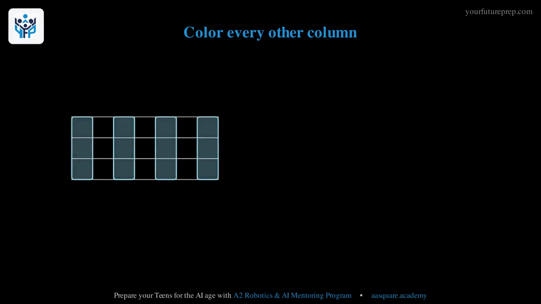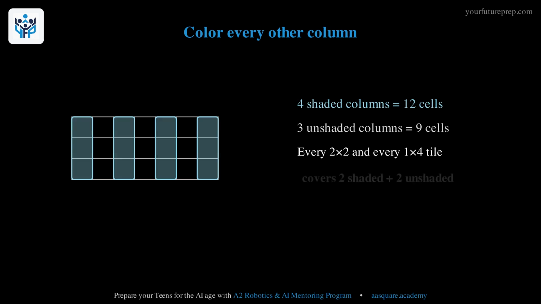Can M equal 1? A coloring argument says no. Shade every other column, starting and ending with a shaded column. That gives 4 shaded columns, 12 cells, and 3 unshaded columns, 9 cells.